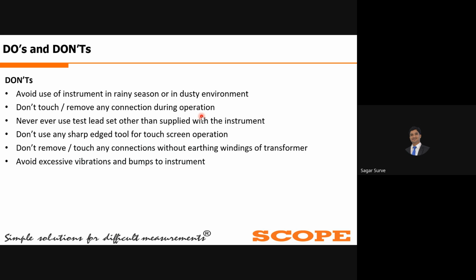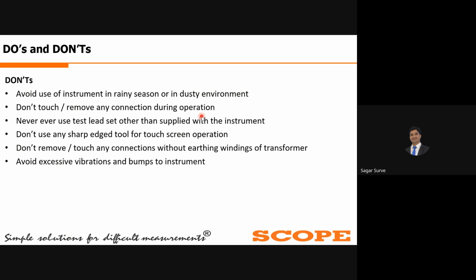The instrument is supplied with a touchscreen display. So don't use any sharp edge tools; we are supplying a stylus with the instrument itself. So we should use that stylus only for operating the instrument, the menu bar, or the display. Don't remove or touch any connection without earthing the winding of the transformer.